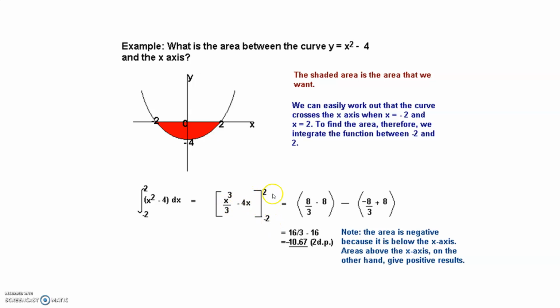Instead of x, we put the upper limit 2 first and simplify, and then the lower limit minus 2 and simplify. We derive 8 upon 3 minus 8, minus in bracket, minus 8 upon 3 plus 8. Equating, we derive 16 upon 3 minus 16. So calculating, we derive the answer in the form of minus 10.67. The area is not negative; it is negative because it is below the x-axis, while area above the x-axis, on the other hand, gives a positive result. We have to take the answer as 10.67 square unit.